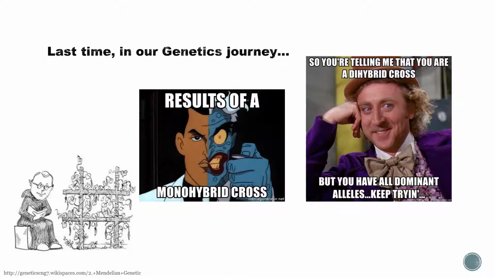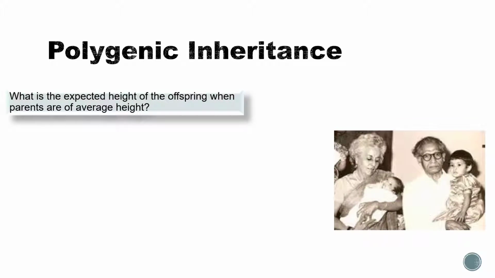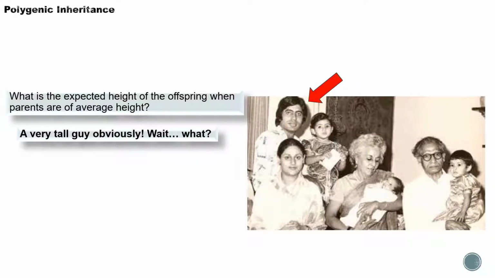Starting off this session, we will see some instances where the classical Mendelian genetics do not apply. The first case is the classic example of tallness of an individual. What would you expect when two parents of average height have a kid? A very tall guy apparently.